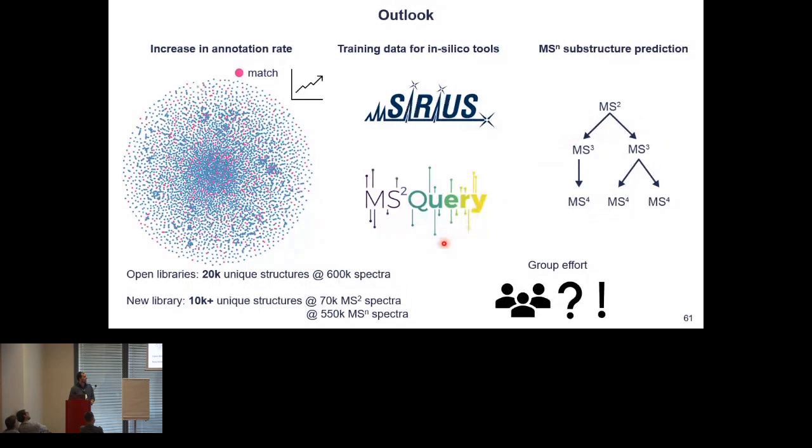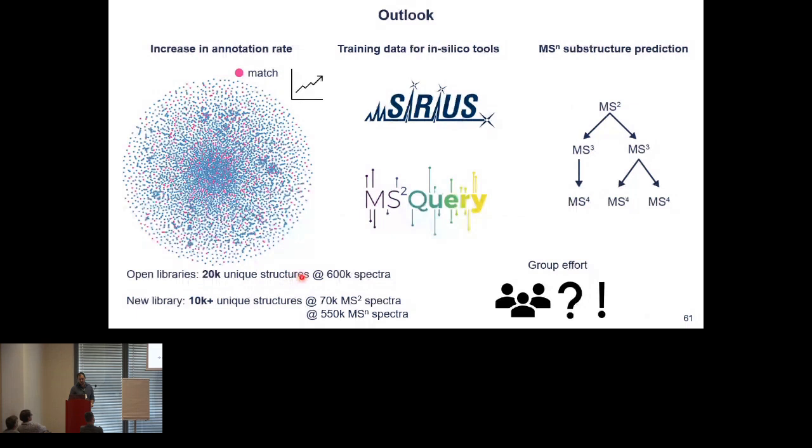And I showed that within 3 days, we collected data on 10,000 molecules, right? And if we look at GNPS, it has 20,000 molecules at the moment. So essentially within a few days, we could increase this library by like 50%. So I think that shows that this can be done.